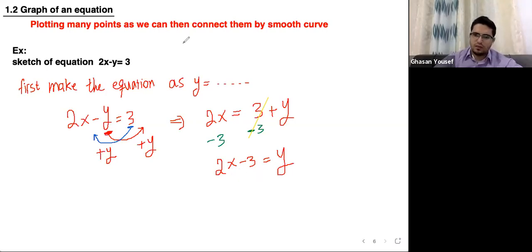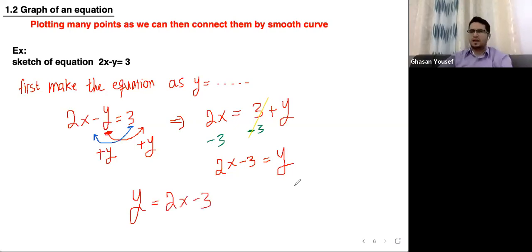Or I can write it in a different way: y equals 2x minus 3. So this is the first step. I have to solve the equation for y. I have to make it y equals 2x minus 3. So now the next step is to make a table, a small table.